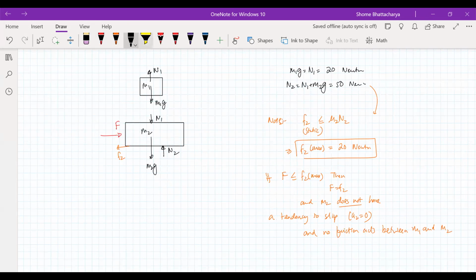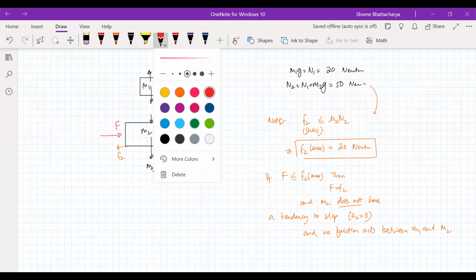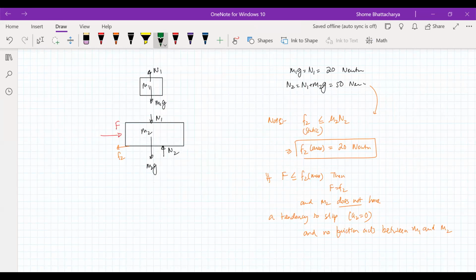Now, for the lower block to move, there should be more than 15 newtons, no? No beta, look at how much the limiting friction is there. It is mu2 into N2, and mu2 was 0.4.